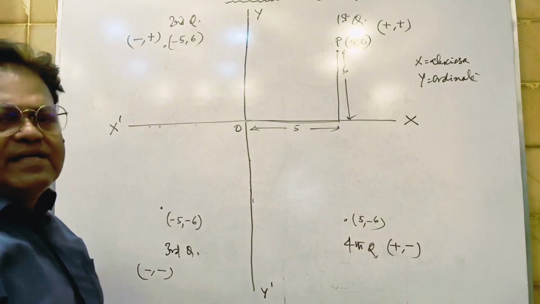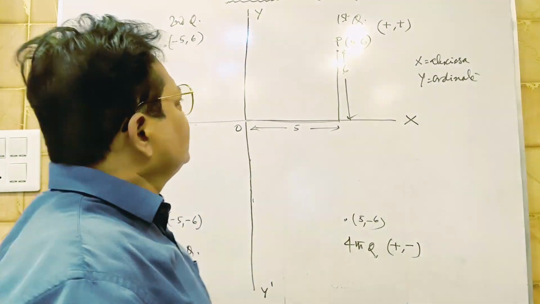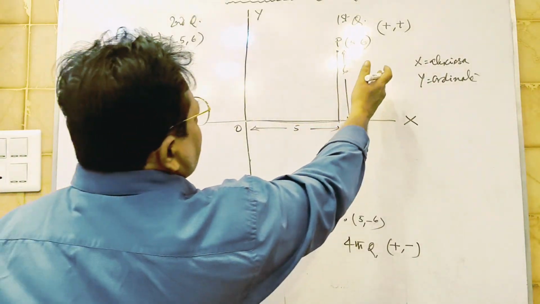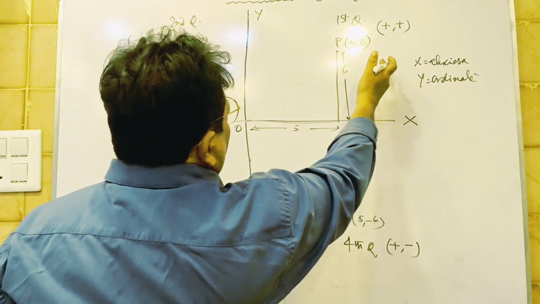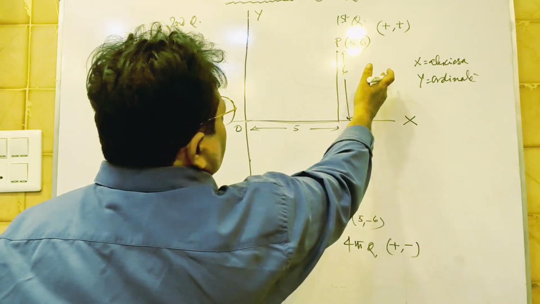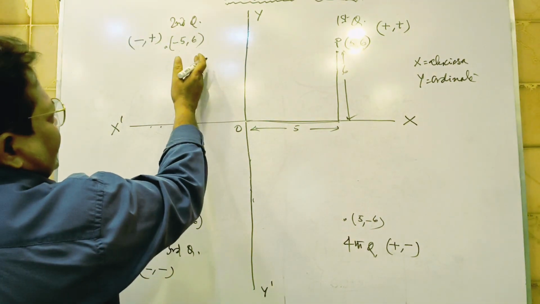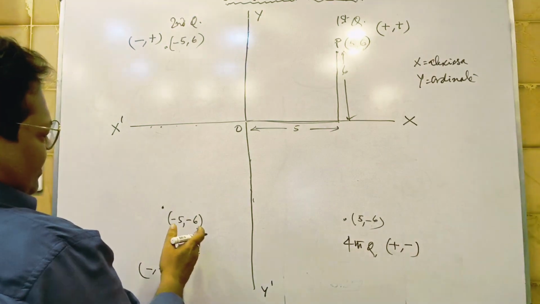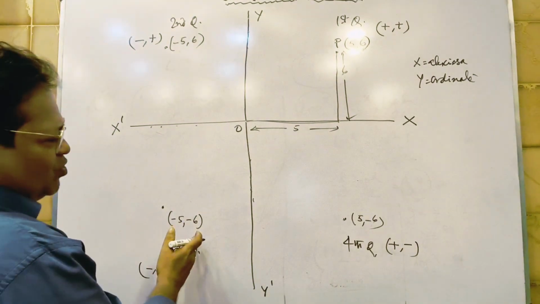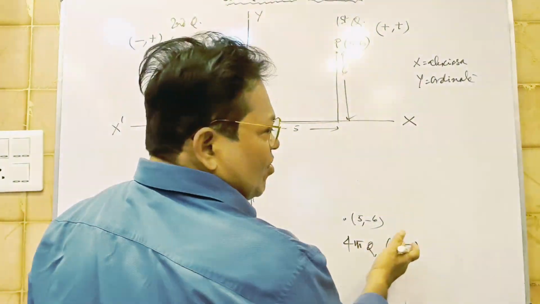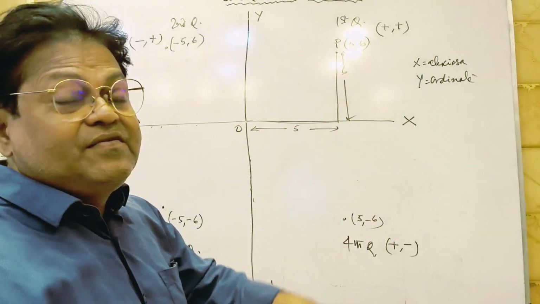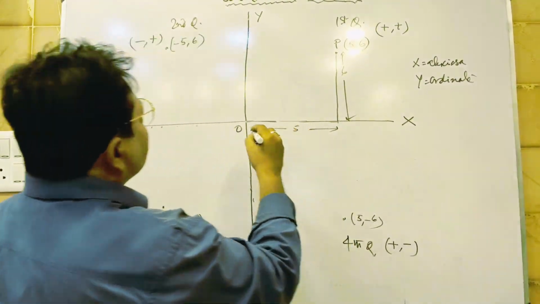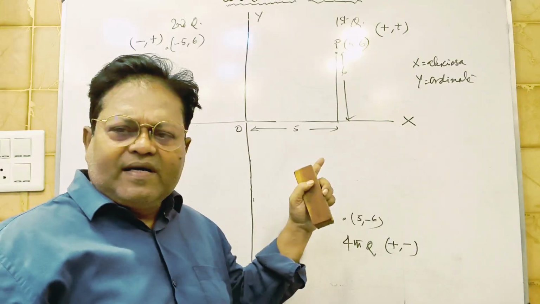So these are the four quadrants. Here all are positive, that is, abscissa and ordinate are positive. Here the abscissa is negative and the ordinate is positive. In the third quadrant, the abscissa and ordinate are both negative. Here the abscissa is positive and the ordinate is negative. And what will be the case if the point is on the axis? These are called the axes. It is a Cartesian coordinate system.